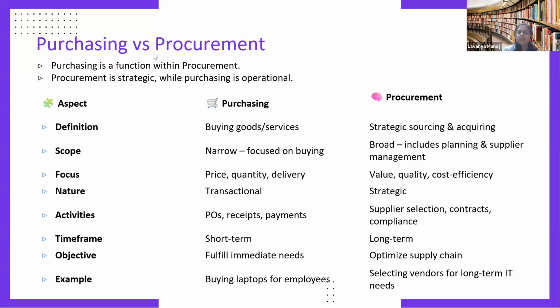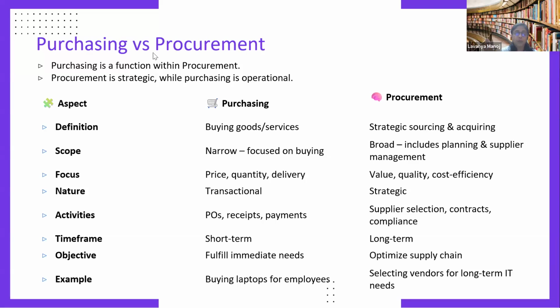Nature. Purchasing is transactional and procurement is strategic. Why? Because there should be a proper plan, a clear blueprint, before you select the right supplier for procuring the products. You cannot just go with procuring products from any supplier. A company cannot do it just like that.